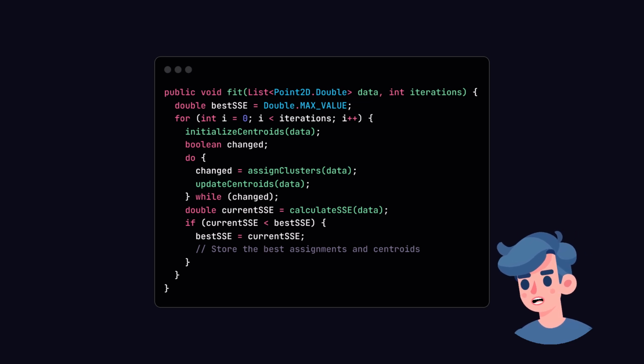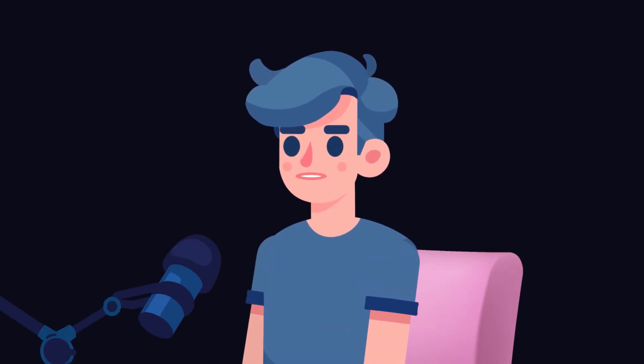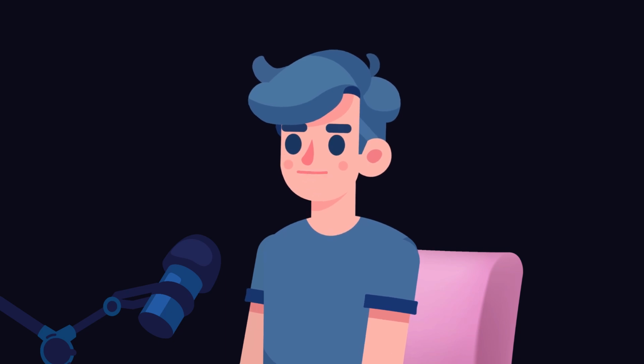Let's add functionality to perform multiple iterations and select the best result based on SSE. This modified fit method allows us to run the k-means algorithm multiple times to find the most favorable clustering results based on the lowest SSE. Implementing this can significantly enhance the performance of the k-means algorithm on various datasets.